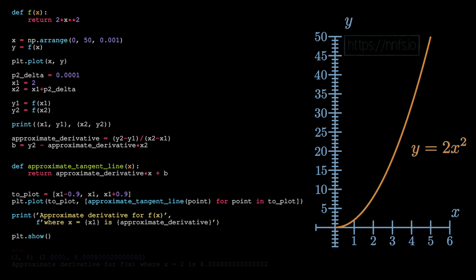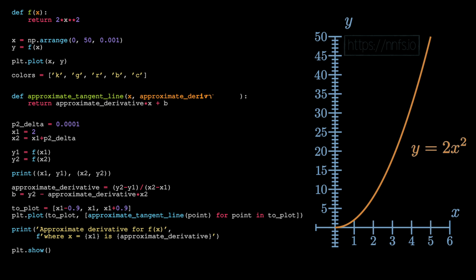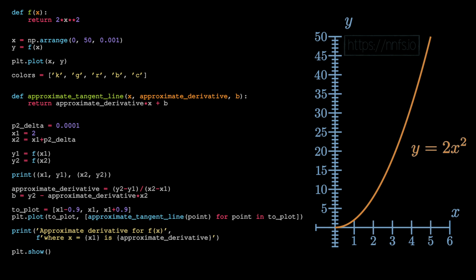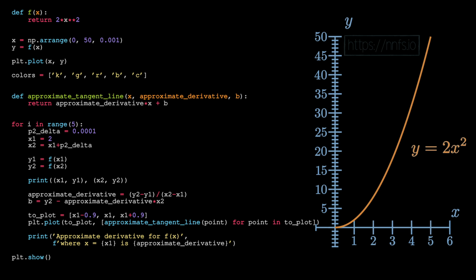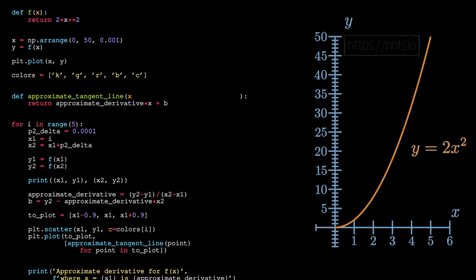Taking this a step further, we can add a list of colors, move up the approximate tangent line function, and add the approximate derivative and b as parameters. Then we'll create a loop of 5 iterations with a for i in range 5, tabbing over the calculating and graphing code. We'll then replace x1 to be whatever i is. Then we're going to add a scatter so we can mark each point that we'll be doing this calculation of numerical differentiation with a dot colored uniquely for that specific point. And then finally, we'll be modifying our plot function to update with the new parameters for that approximate tangent line function, and we'll be adding colors.